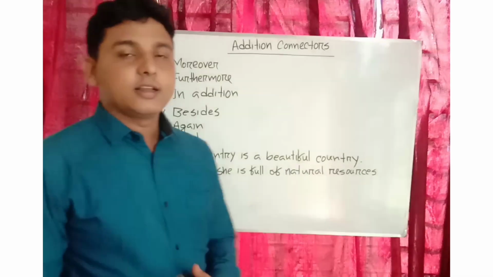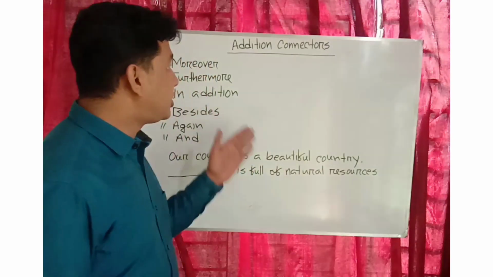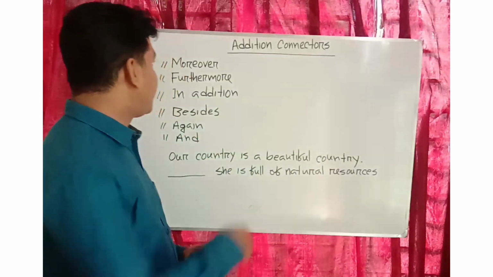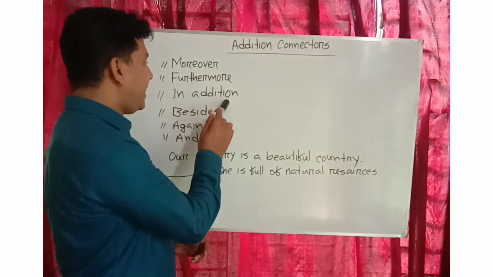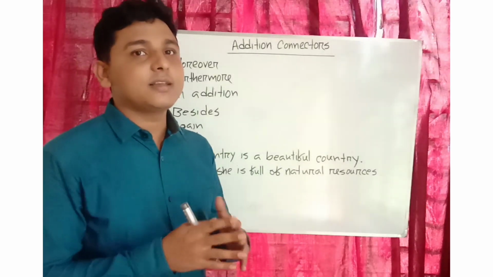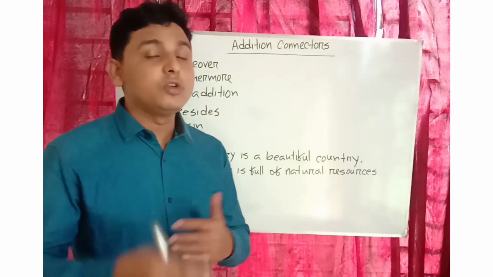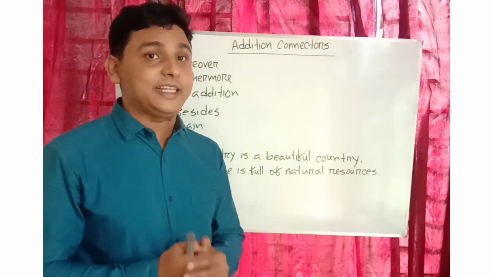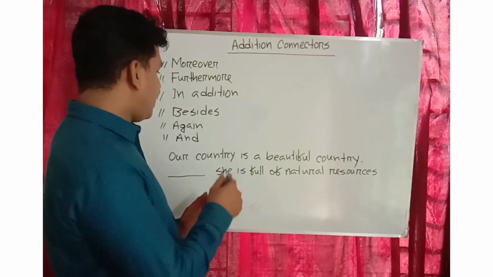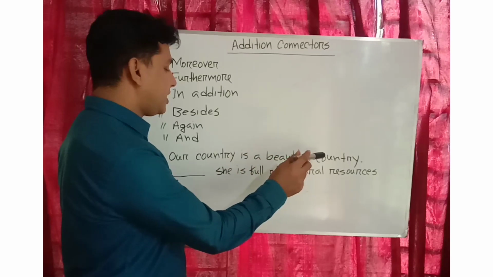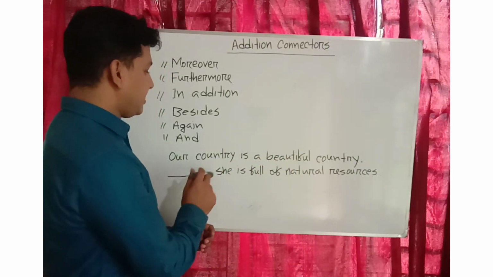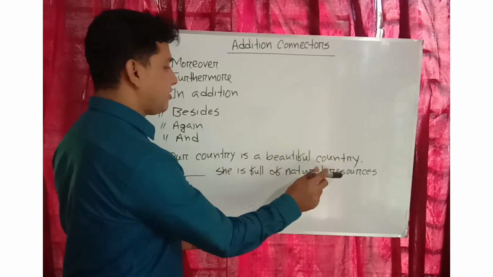Okay, let's talk about addition connectors. As addition connectors we use moreover, furthermore, in addition, besides, again, and. Whenever sentences are supportive, whenever we want to add more information, in that case we use these connectors. Okay, see the example. Our country is a beautiful country. Here I have put a blank place. You see, she is full of natural resources.